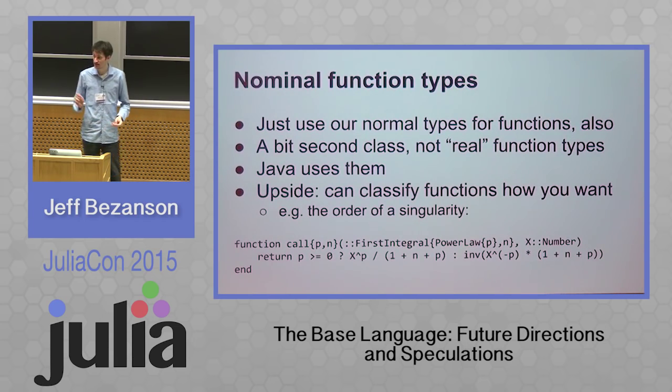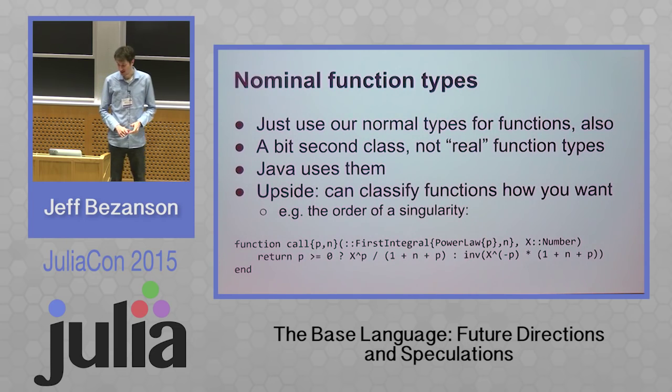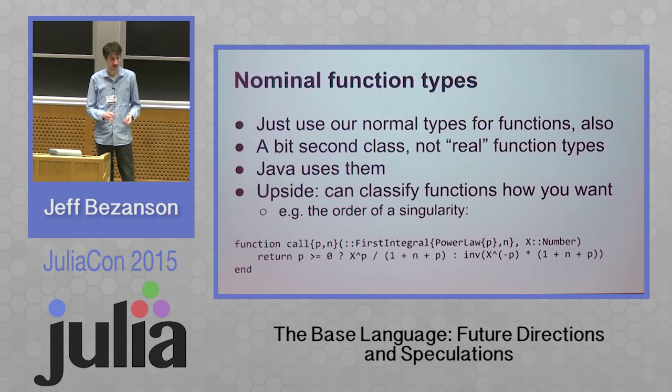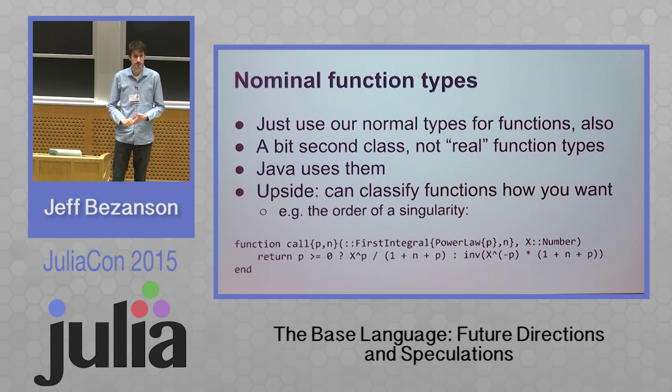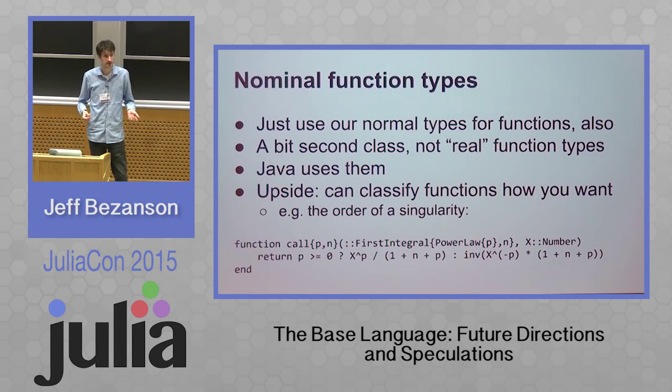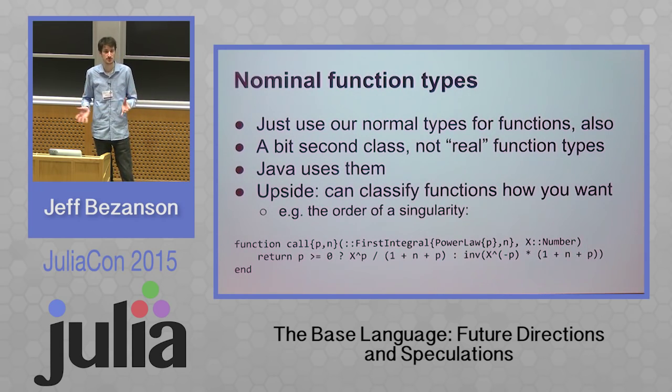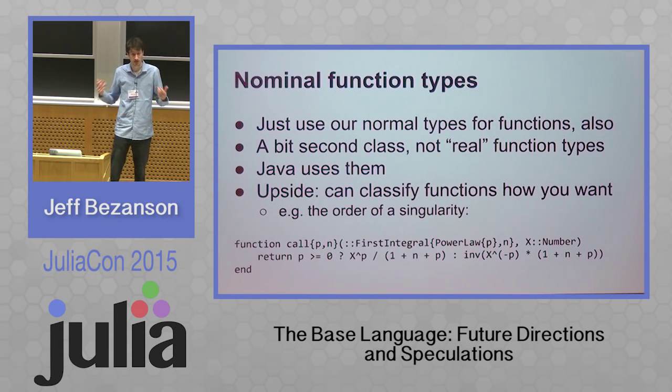But there is actually an upside, and I think also in our area of scientific computing, there can be a significant upside, which is that you can classify functions how you want. So the arrow types are really powerful, but they insist that a function is always described by its argument and its return value. But that's not always what's interesting about a function, right? The way you think about the program.